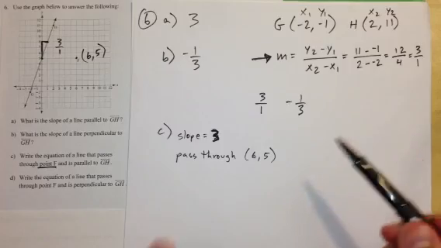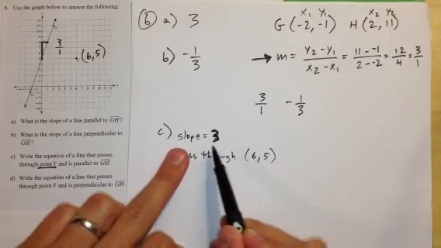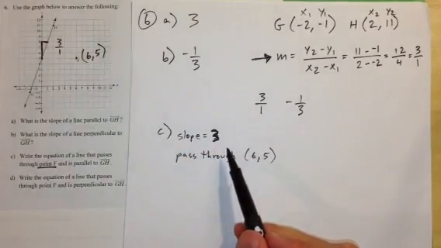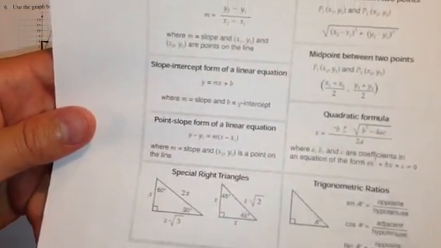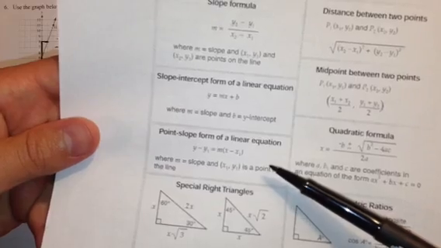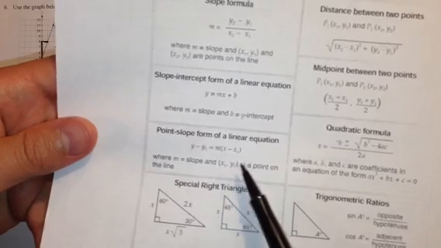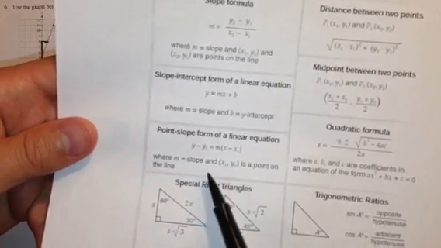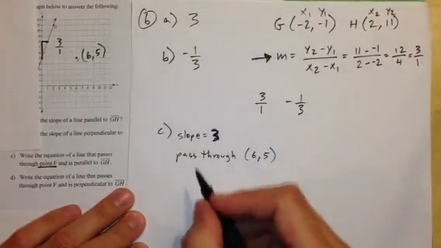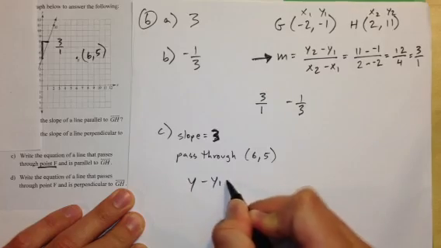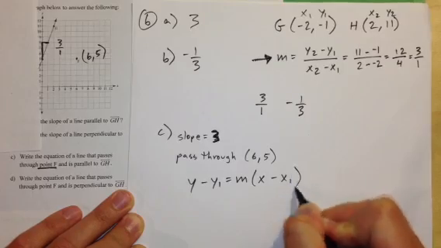Well, guess what? We have a point that we know it has to pass through, and we have the slope. We have the point and the slope. So what form are we going to use? We are going to use point-slope form. And if you don't remember what that form is, it is on your reference sheet. It says point-slope form of a linear equation, y minus y1 equals m, parentheses x minus x1, where m is the slope and x1, y1 is a point on the line. So I'm going to copy that down real quick. Y minus y1 equals m, which is the slope, parentheses, x minus x1.